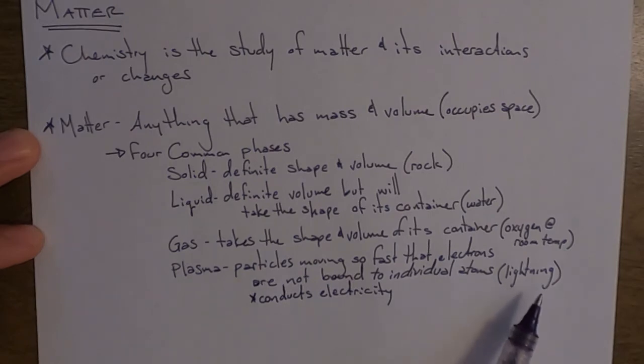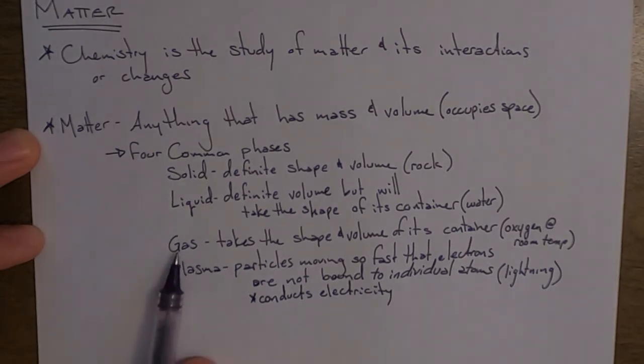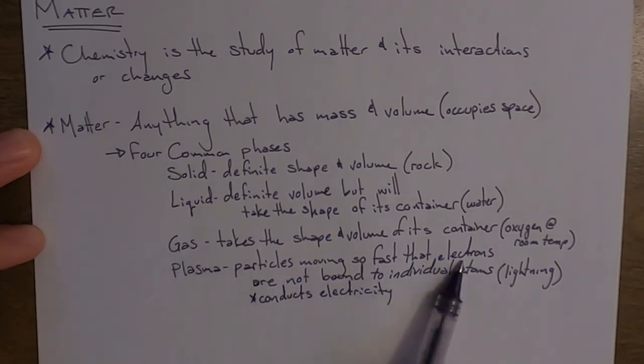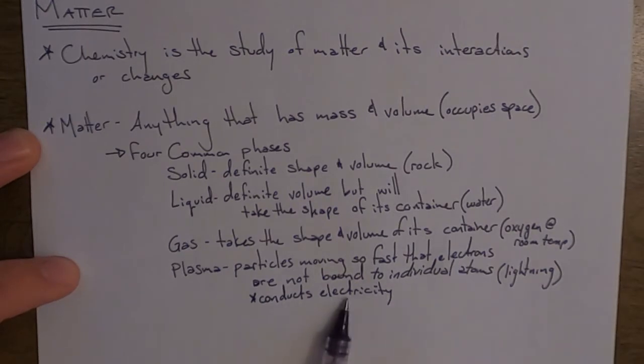Sometimes people get confused and they think that a flame is an example of plasma, but it's not. A flame is really a very, very hot gas that is emitting light. The electrons in the atoms of a flame are still bound, and a flame does not conduct electricity. So lightning or an electric spark are examples of plasma.